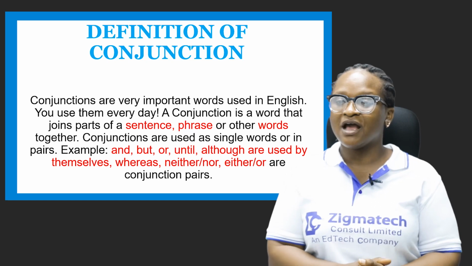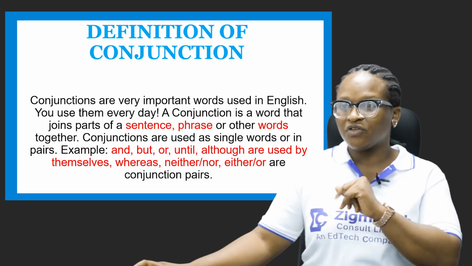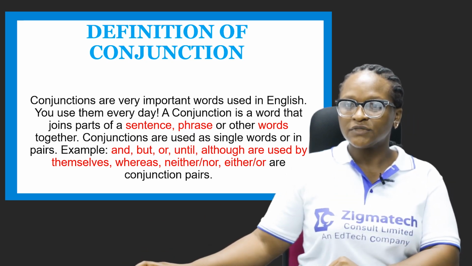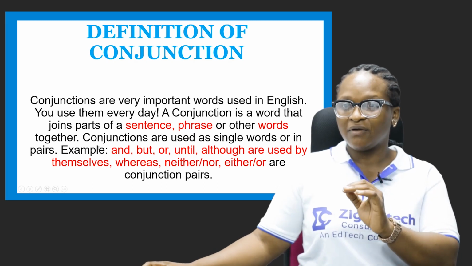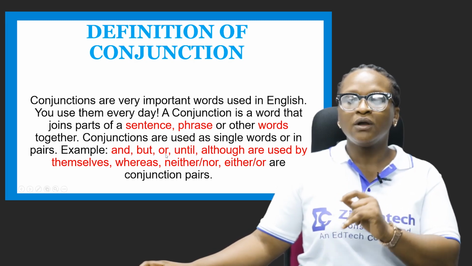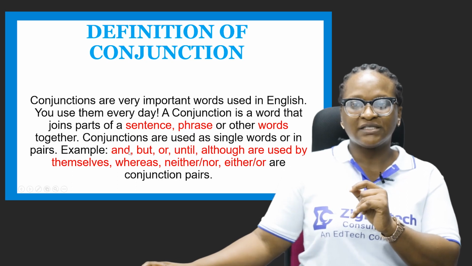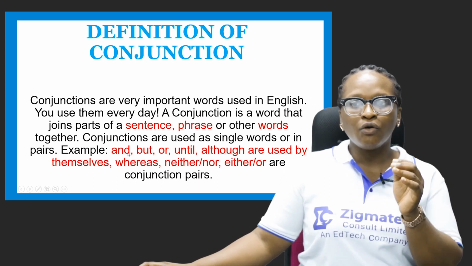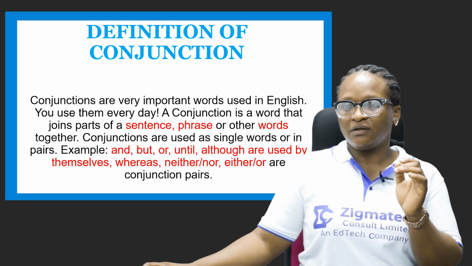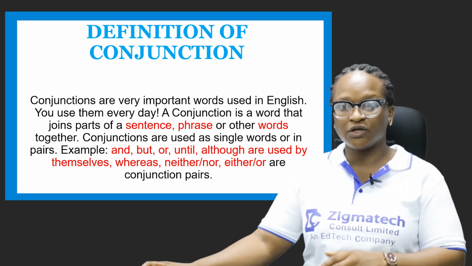That's what we'll find out as we progress. So these are some of the conjunctions that we have. And these conjunctions we have, and, but, or. These three are examples of what we call coordinating conjunctions.